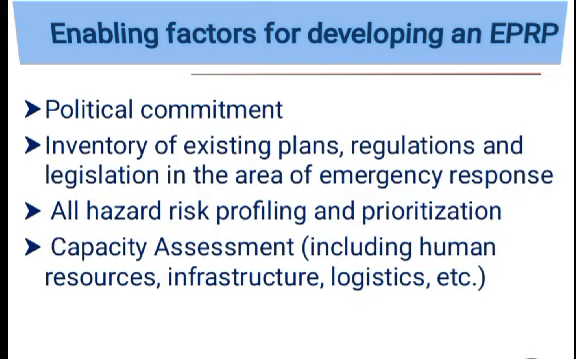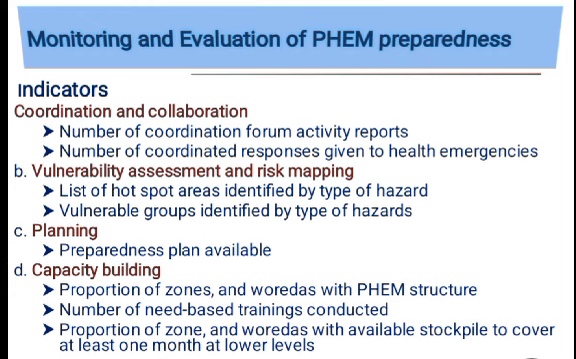Enabling factors for developing an EPRP: political commitment; inventory of existing plans, regulation and legislation in the area of emergency response; all-hazard risk profiling and prioritization; capacity assessment, including human resources, infrastructure, logistics, etc. Monitoring and evaluation of PHEM preparedness indicators. Coordination and collaboration: number of coordination forum activities, number of coordinated responses given to health emergencies.